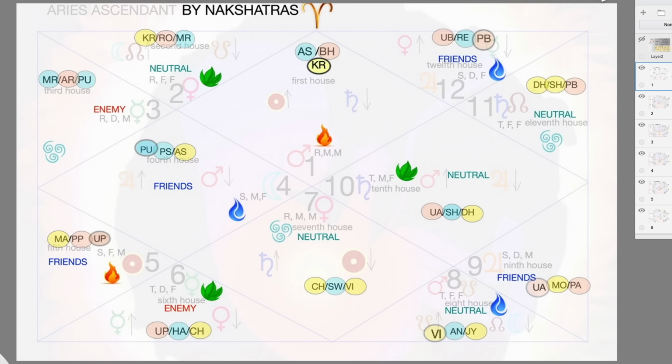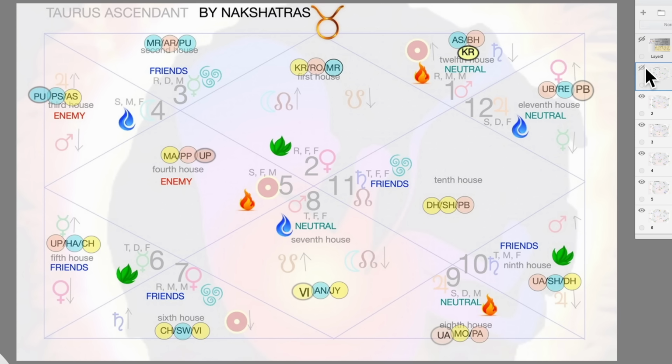Now, what about the next one? Let's take Taurus ascendant. What happens to the Taurus ascendant? Now, for Taurus ascendant, Libra has gone to the house of fights. This is why by default, Taurus people have a karmic relationship.